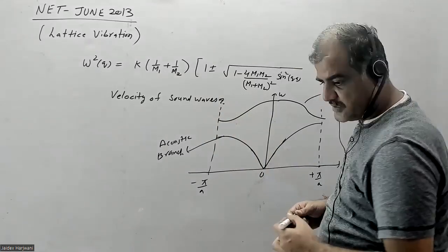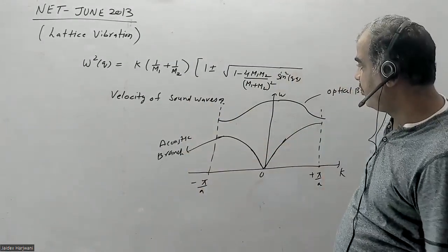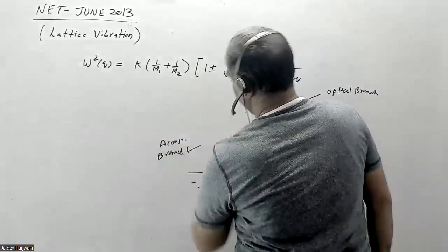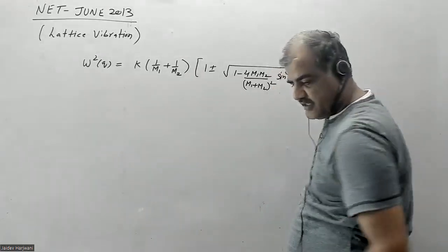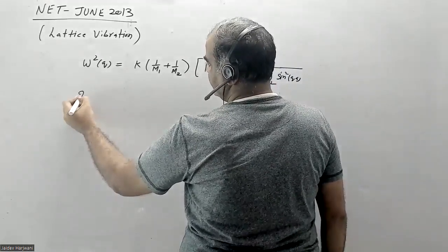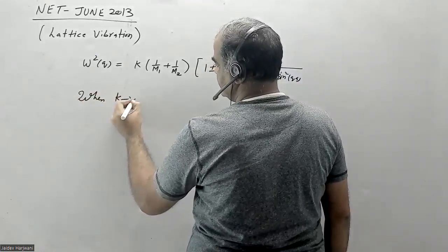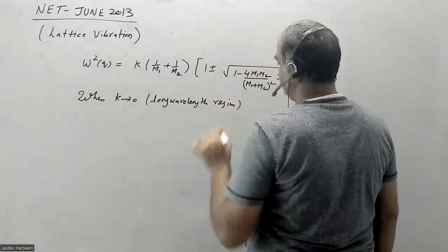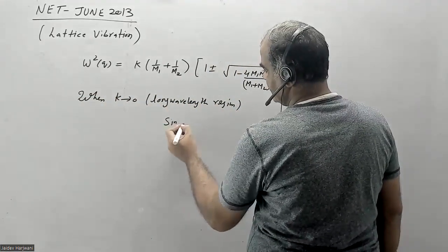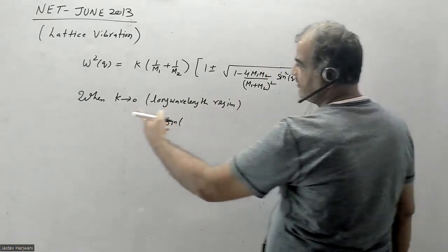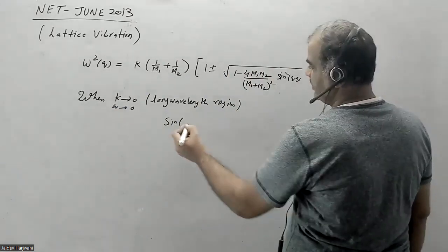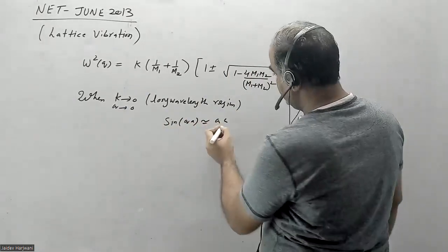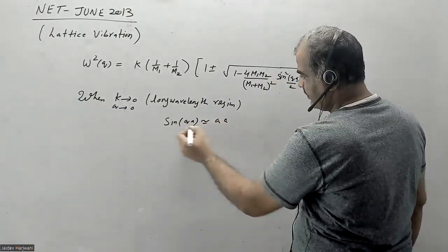So let us calculate the dispersion relation for long wavelength, that is, when k tends to 0. When k tends to 0, that is the long wavelength region, I can write sine qa. Here they have mentioned the wave vector by q. So q tends to 0, so sine qa will be almost equal to qa, and this is sine square of qa by 2, that is qa by 2.